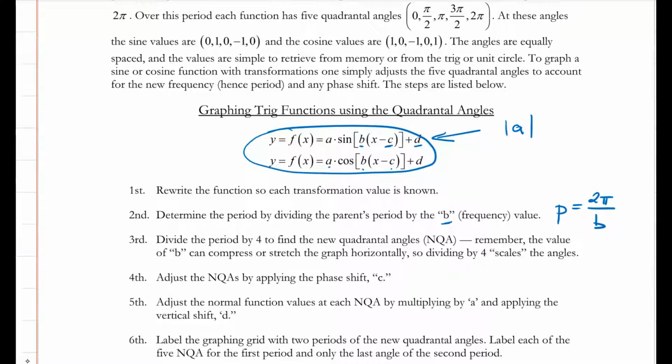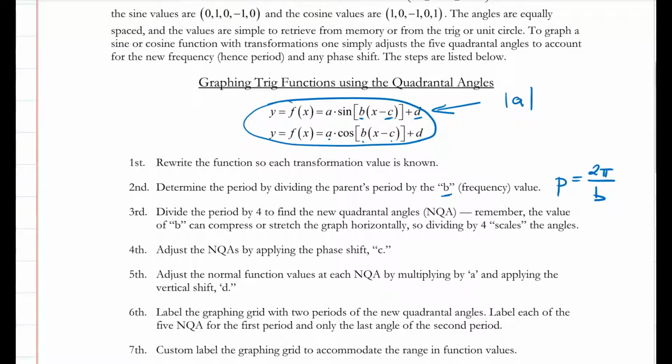The next step, divide the period by 4 to find the new quadrantal angles, the NQA. These angles account for the new length of the period. We're going to next adjust the NQAs for the new period by applying the phase shift, which is the C value. And that can move all of the quadrantal angles to the left or right, depending on if it's a shift left or right in this phase shift.